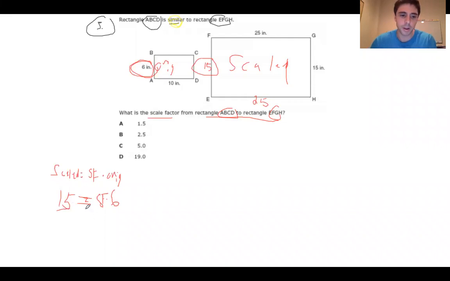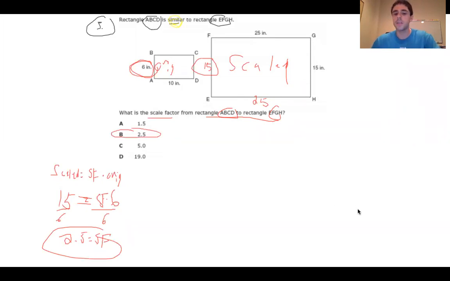Excellent, there we go. We're going to divide both sides by 6, 15 over 6. Excellent job. That is going to give us 2.5 as our scale factor. So our answer here is going to be B, 2.5.